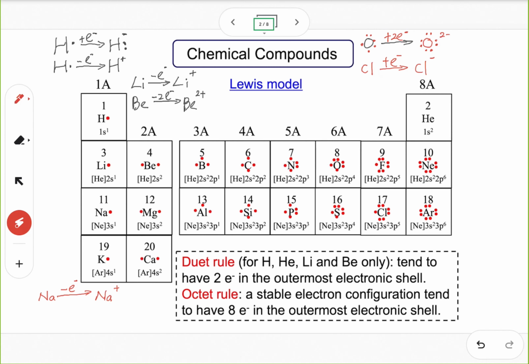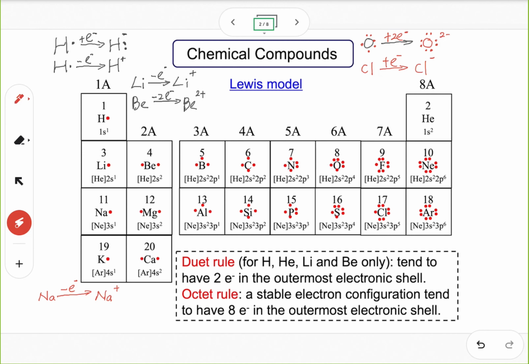If you happen to remember the electronic configuration of neon right here, you can see that for sodium plus, it does have 8 electrons on the 2s and 2p orbitals. Okay, not valence electrons, but it does have electrons on the outermost electronic shell, which are the 2s and 2p orbitals. So sodium plus becomes more stable.